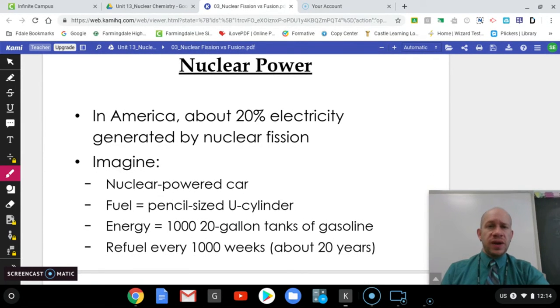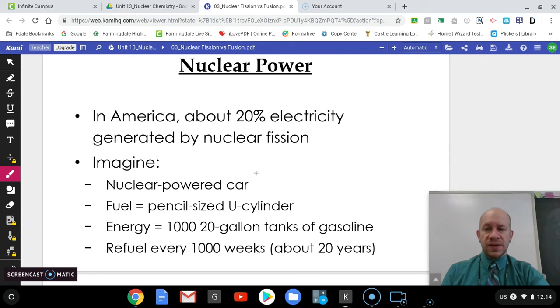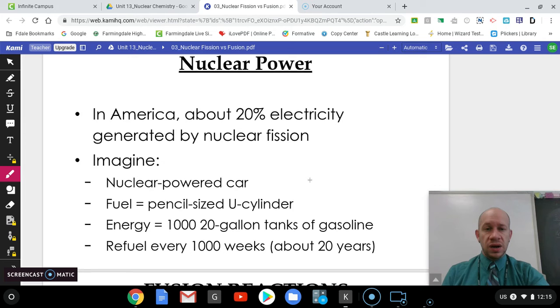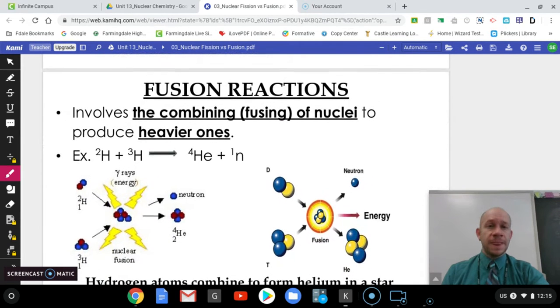In America, about 20% of electricity is generated by nuclear fission. This number might be a little bit different now, but imagine if we could power nuclear-powered cars. Imagine if we had a fuel cell that would be the size of a pencil. The energy would be equivalent to 1,000 20-gallon tanks of gas, and we could refuel every 1,000 weeks, which is about 20 years. So if we could harness this nuclear power into a car, it would be very energy efficient.